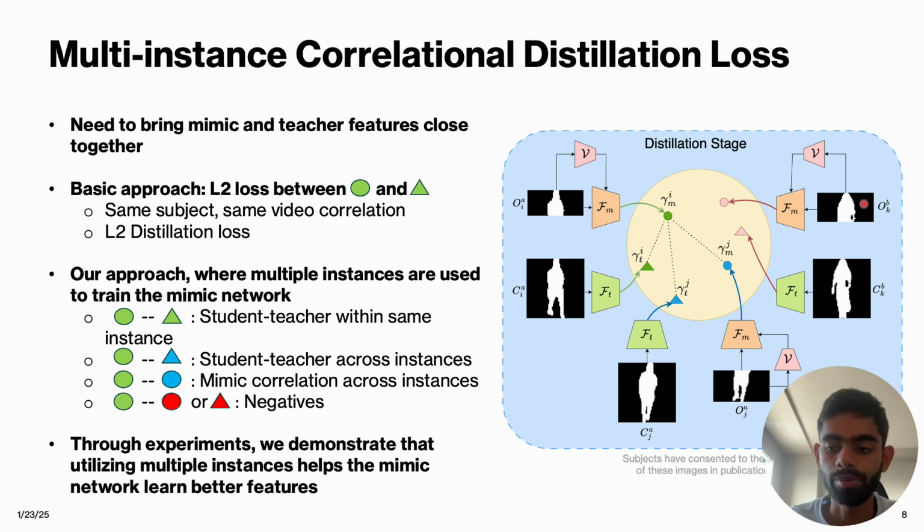And of course, we'll use samples from other subjects as negatives. And through our experiments, we demonstrate that utilizing multiple instances like this helps the mimic network learn better features. Hence the name multi-instance correlational distillation loss.